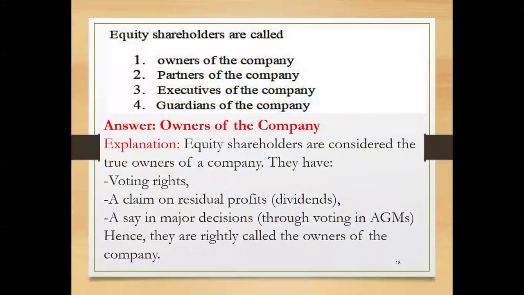Then, equity shareholders are called owners of the company, partners of the company, executives of the company, guardians of the company. Yes, equity shareholders are owners of the company because they have the voting rights, they can claim residual profits, and they can take the major decisions through voting rights in the annual general body meetings. Hence, they are rightly called the owners of the company.